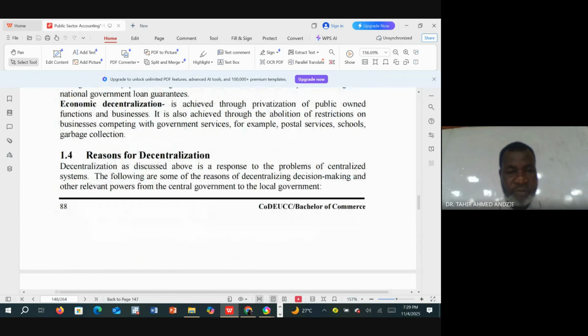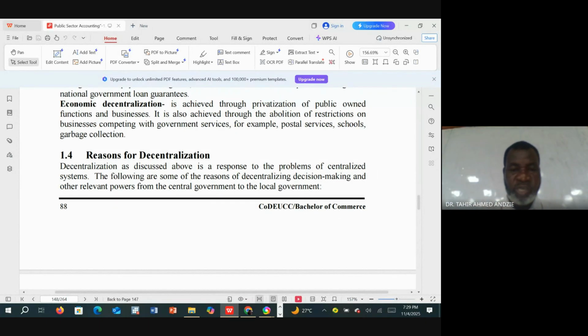So let us look at the reasons for decentralization. Why was the government not centralized as it used to be, but now the need came for the central government to actually release power to the local government to ensure development? What are the reasons? So decentralization, as discussed above, is a response to the problem of the centralized system.